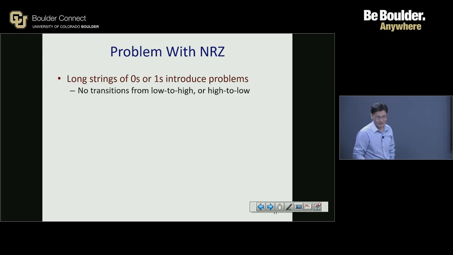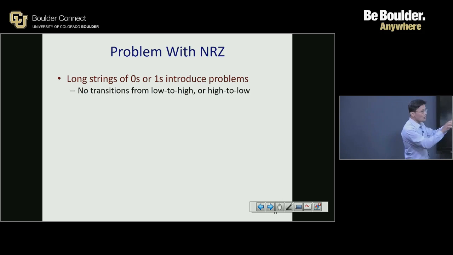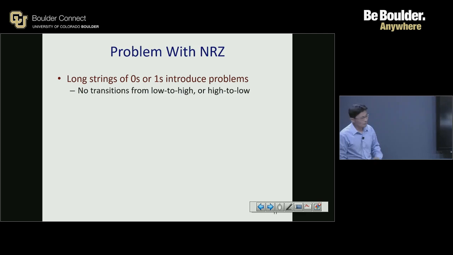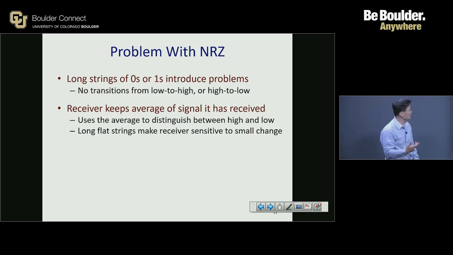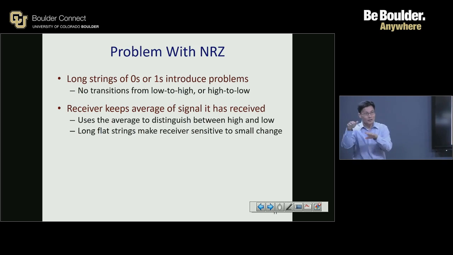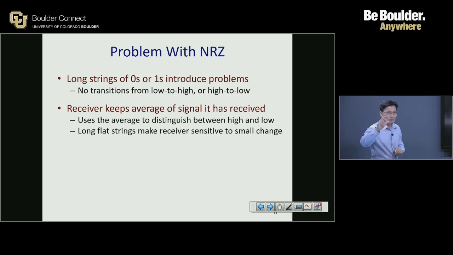But there are some problems with non-return-to-zero, NRZ. One problem is when you have a very long run of 0s or 1s: 1, 1, 1, 1, 1, 1, 1, 1, 1, 0, 0, 0, 0, 0. Because there is no transition from low to high or high to low, it is hard to synchronize. Also, the receiver usually keeps an average of the signal it received and uses that to detect whether it is 1 or 0. If you have all 1s or all 0s, your detection may be very sensitive.